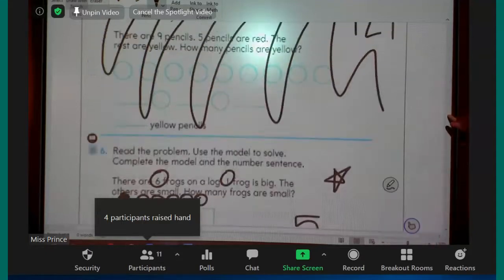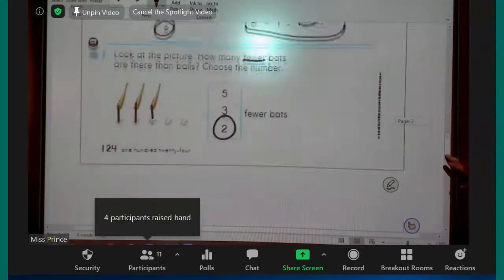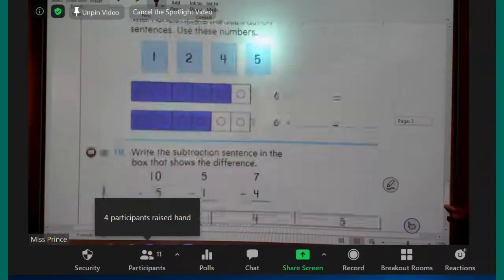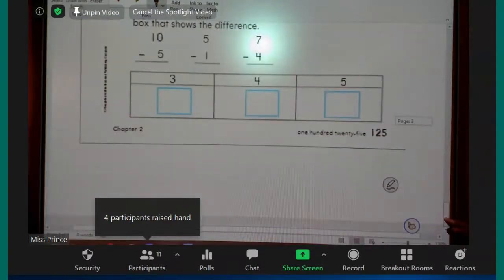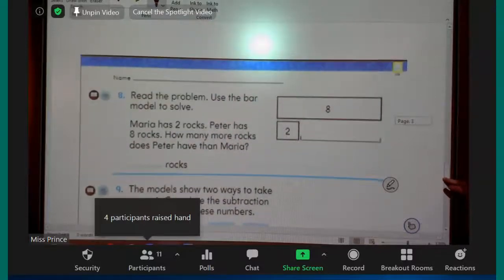All right. We're on the last page. And this is page 125.